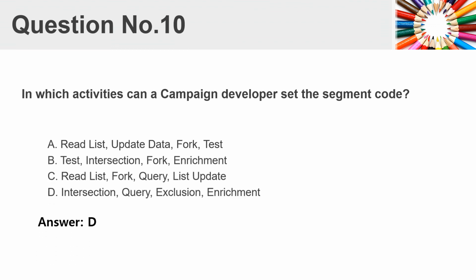Question number 10. In which activities can a campaign developer set the segment code? A. Read list, Update data, Fork, Test. B. Test, Intersection, Fork, Enrichment. C. Read list, Fork, Query, List update. D. Intersection, Query, Exclusion, Enrichment. Answer. D.